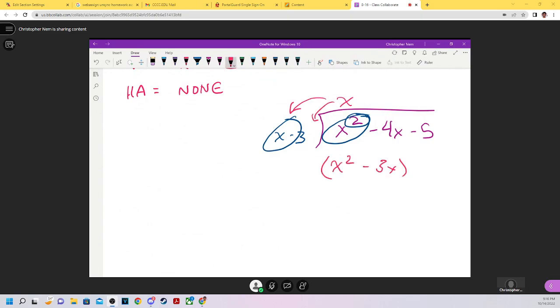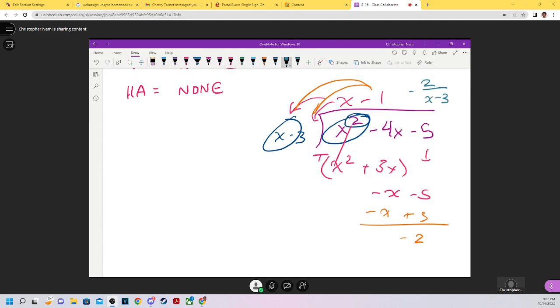And we're subtracting. These cancel out. This turns into a plus. We get negative x. Drop the minus 5 down. And then we can put minus 1, because minus 1 times it. Distribute this guy over. We get negative x plus 3. And then we get negative 2 as our remainder. So this is going to be minus 2 all over x minus 3 as our remainder.